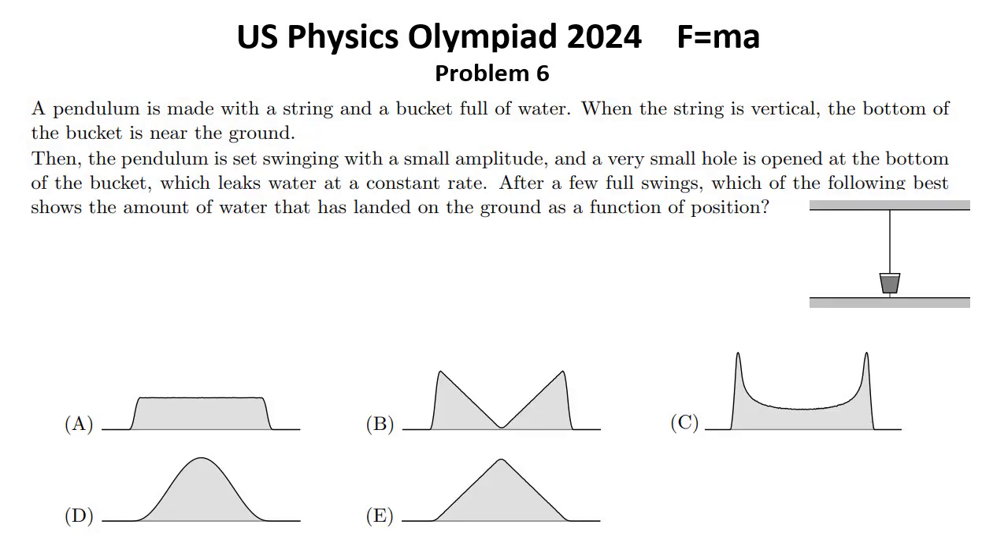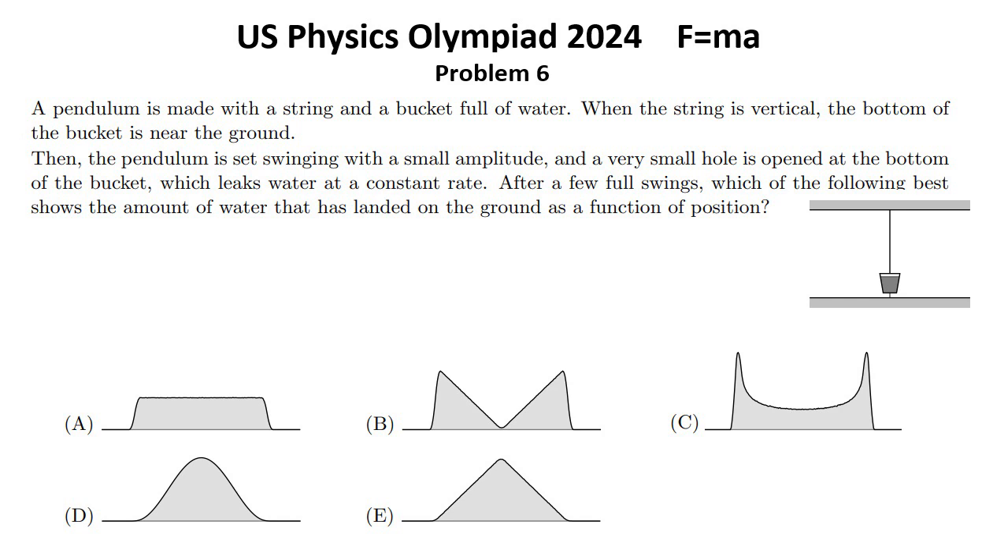Problem number 6. A pendulum is made with a string and a bucket full of water. When the string is vertical, the bottom of the bucket is near the ground. Then the pendulum is set swinging with a small amplitude, and a very small hole is opened at the bottom of the bucket, which leaks water at a constant rate. After a few full swings, which of the following best shows the amount of water that has landed on the ground as a function of position?